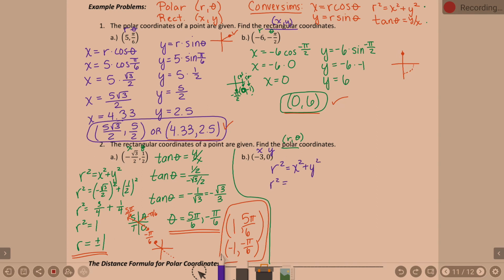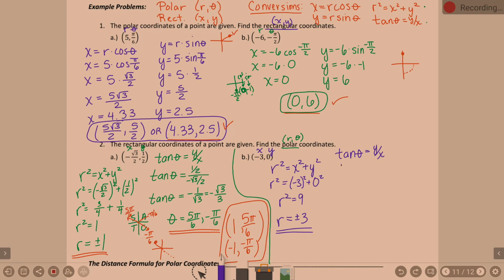So r squared equals negative 3 squared plus 0 squared. Negative 3 squared is 9, plus 0 is just going to leave us at 9. If r squared is 9, when we take the square root of both sides, we know the square root of 9 is 3, but in an equation system, of course, we're going to say plus or minus 3. So we know that r is equal to plus or minus 3. We also need to find our theta. So we can use tangent of theta is equal to y over x.